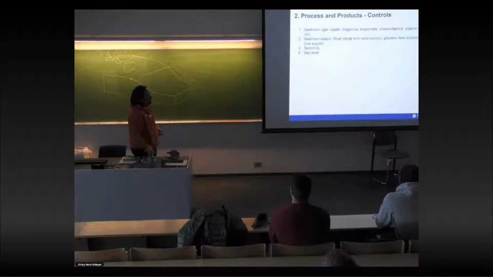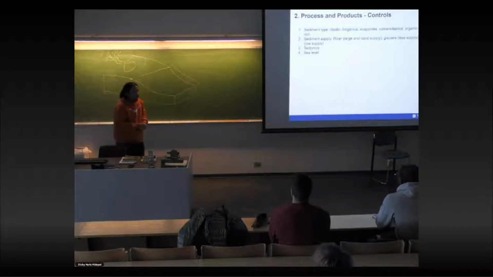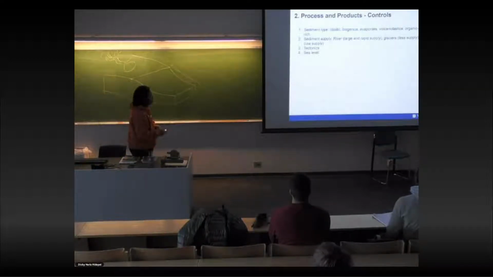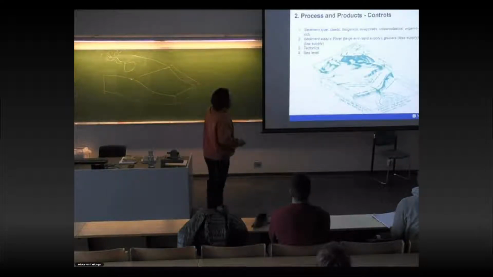The last one is sea level. Yeah, we discussed a lot where you have a sea level rise, we have a sea level drop, what kind of stacking pattern that you have: progradation, aggradation. And I think I have a figure of this. Yeah. So this is just a conclusion for the controls on the process and products in the deep marine system.